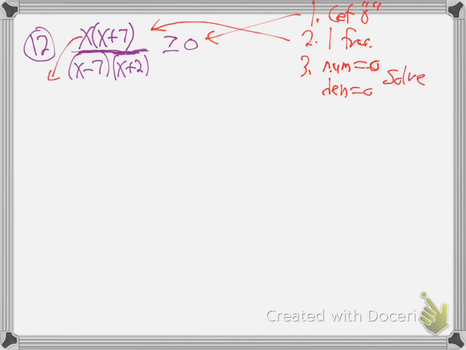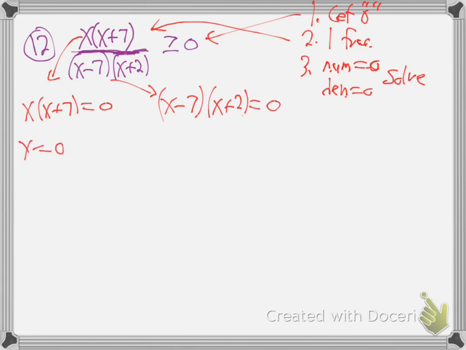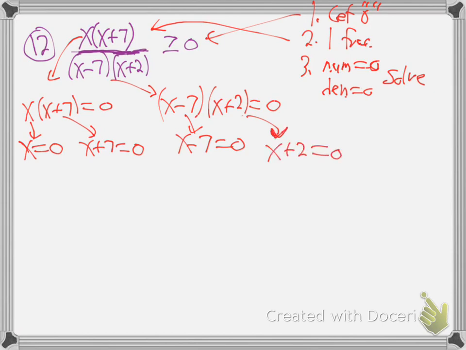So we'll take the numerator, so that'd be x times x plus 7 equals 0, and then the denominator, x minus 7 times x plus 2 equals 0. And you set each part equal to 0, don't you? Each. The x alone is 0, the x plus 7 is 0, right? Just like it says on the step, each part is 0. x minus 7 is 0. And x plus 2 is 0.